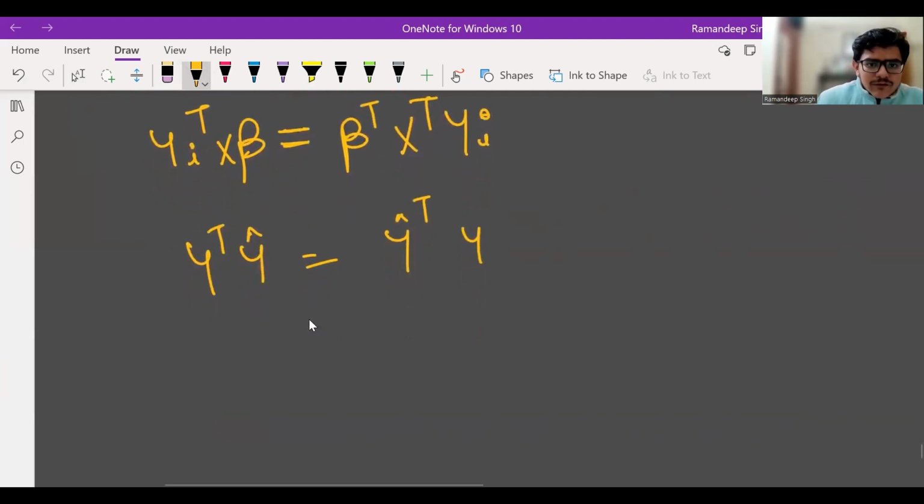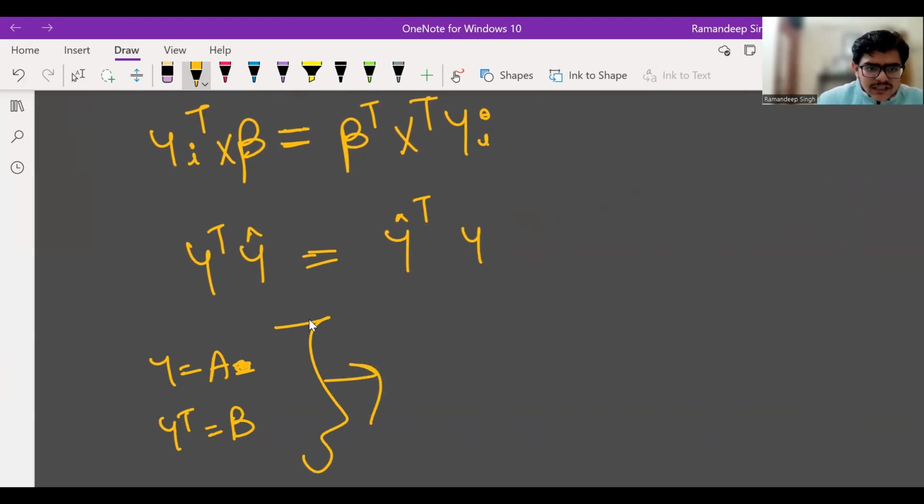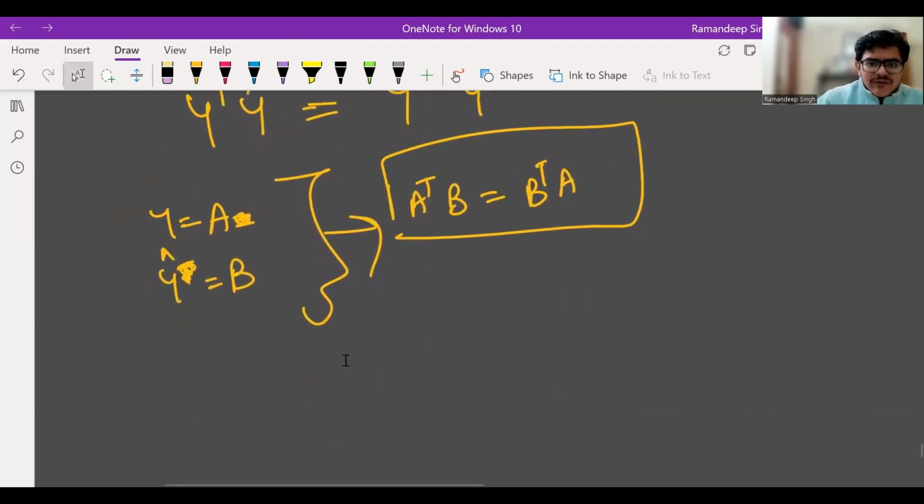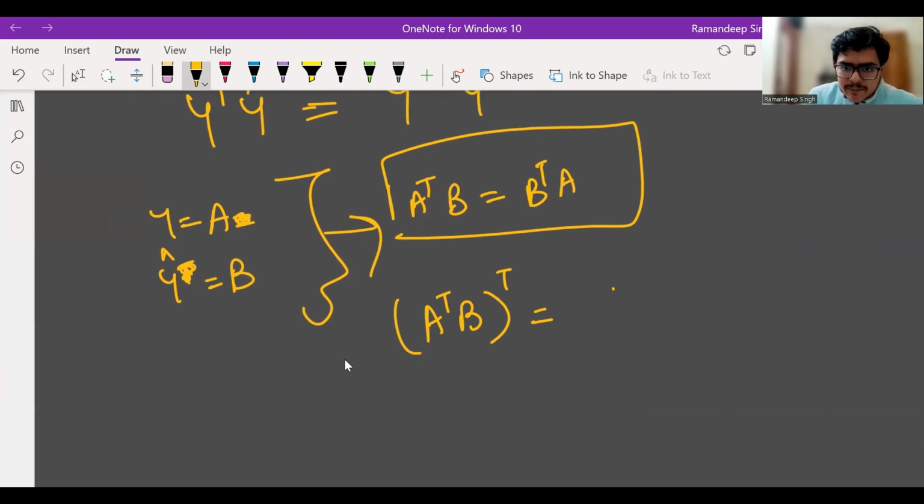So if I want to prove this, if I assume y is equal to a and y hat is equal to b. Okay, so how I can rewrite this is a transpose b is equal to b transpose a. I need to prove this, right? So if I take my first term, a transpose b, and take the whole transpose of it, it will be b transpose a, right? So you will notice that this RHS and this RHS are the same.